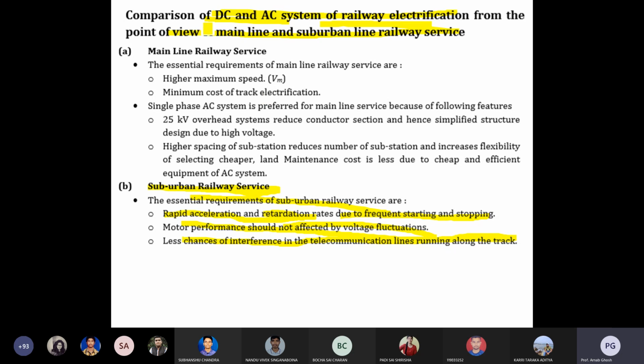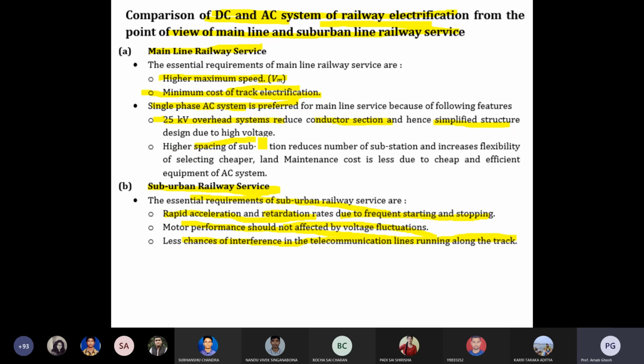And for mainline services, what are the most important features? Higher maximum speed, that is Vm, and minimum cost of track electrification. The 25 kV single phase AC system is preferred, and the 25 kV overhead system reduces the conductor sections and hence simplifies the structures.